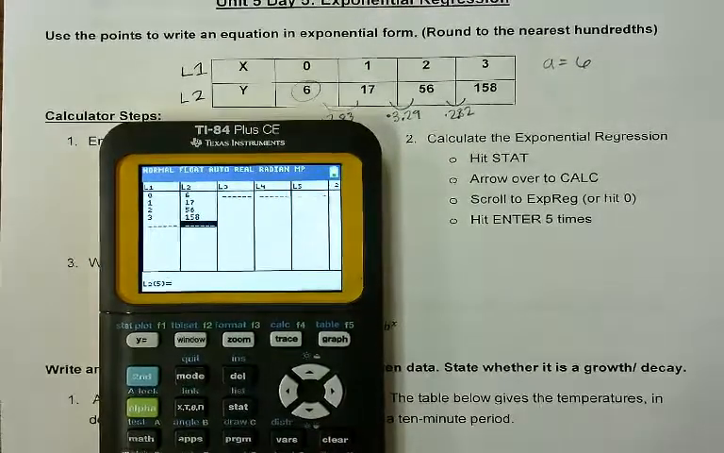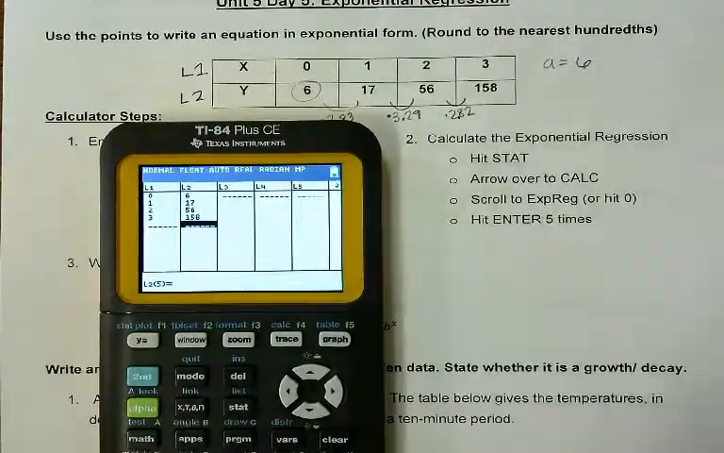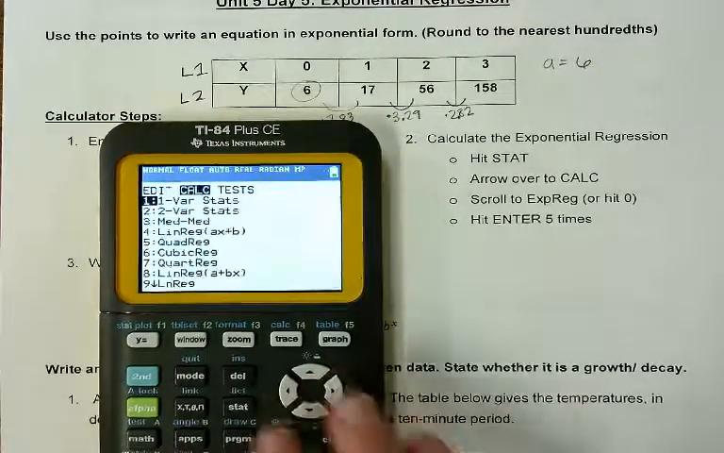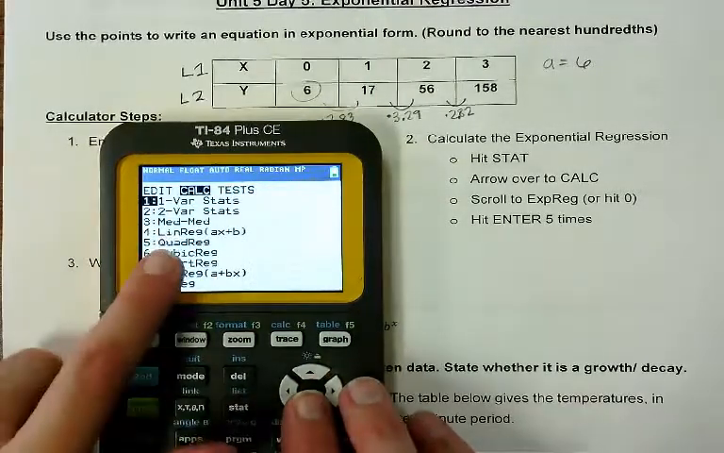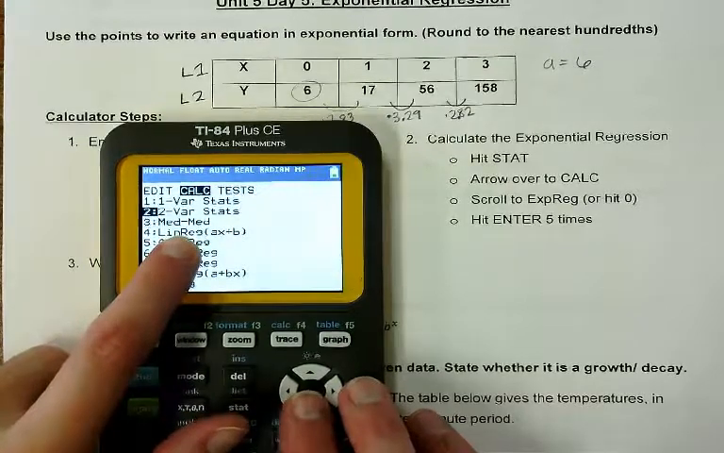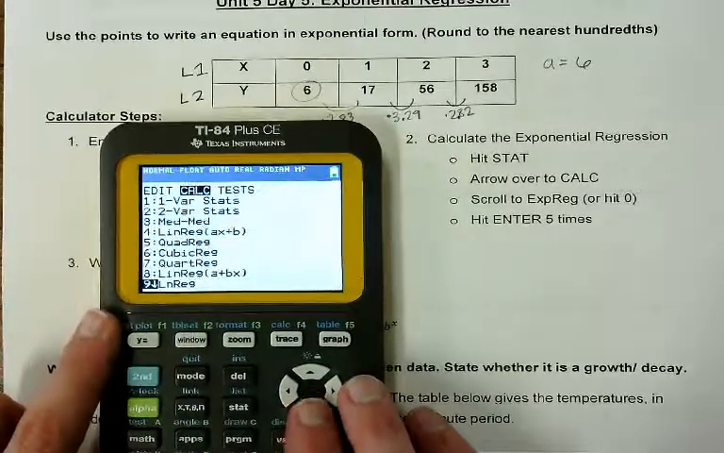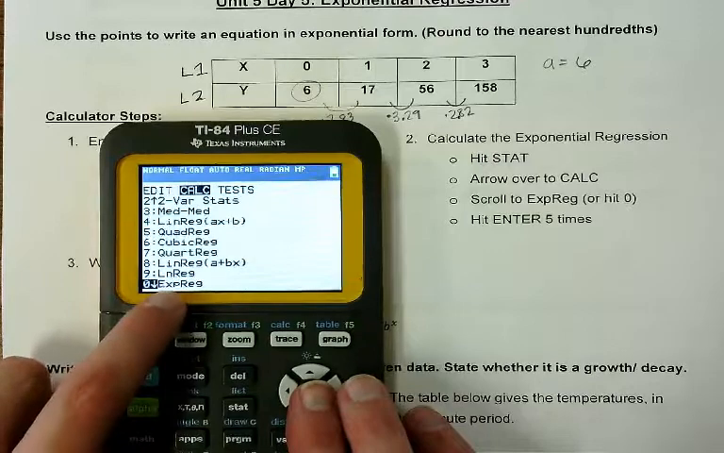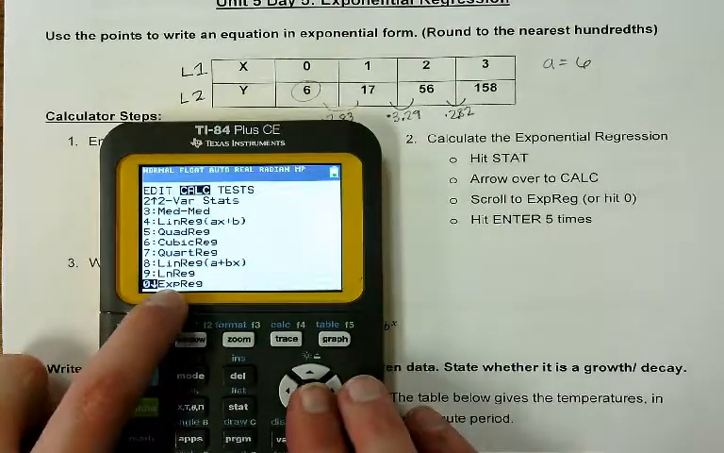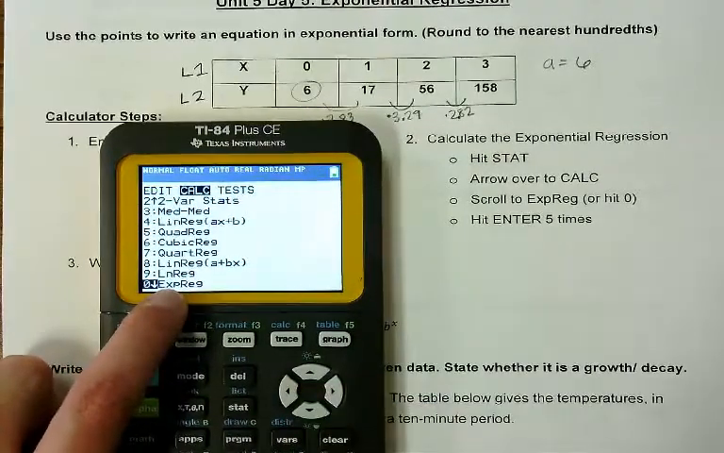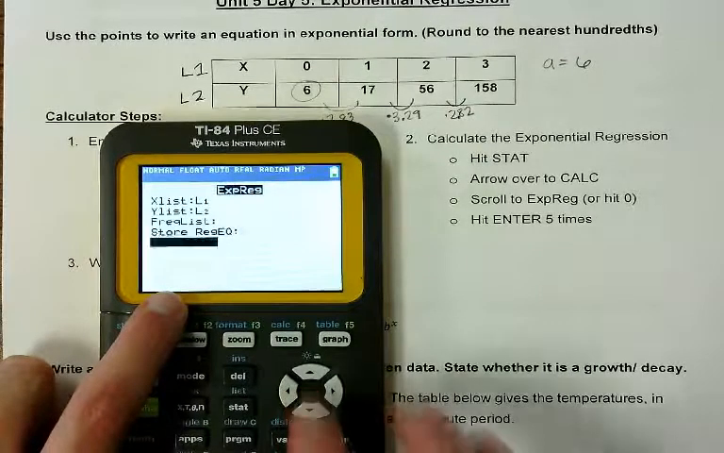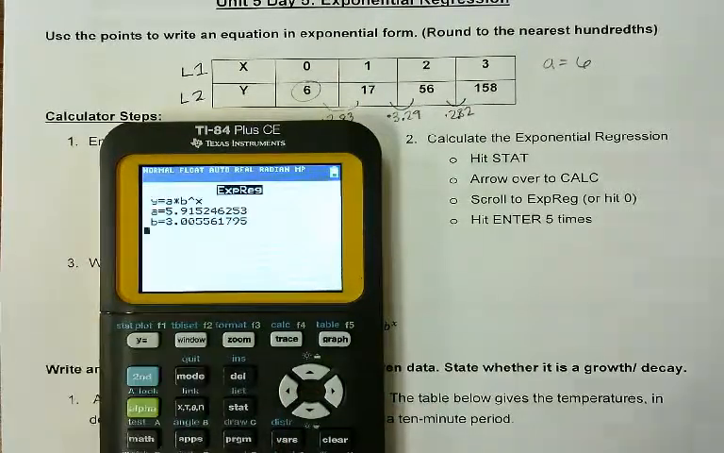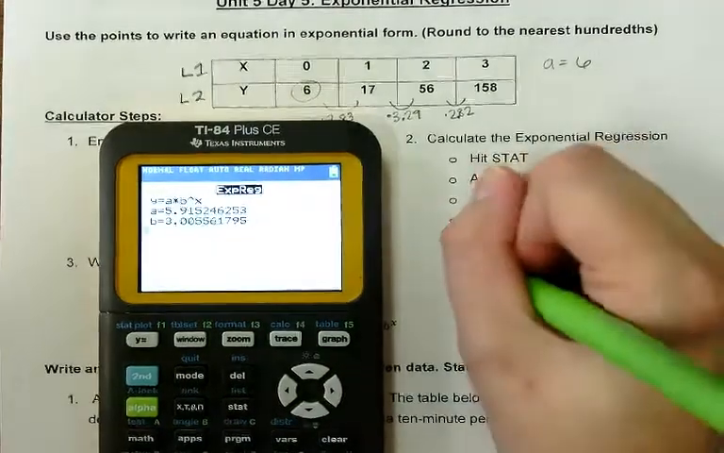So this is the exact same steps that we use for linear regression, but we're using it with exponential regression now. So I'm going to go to stat and I'm going to calculate. But I don't want to calculate linear regression. I want to scroll all the way down until I find this ExpReg. That stands for exponential regression. I'm going to hit enter, scroll down and hit calculate there, and this gives me my a value and it gives me my b value.